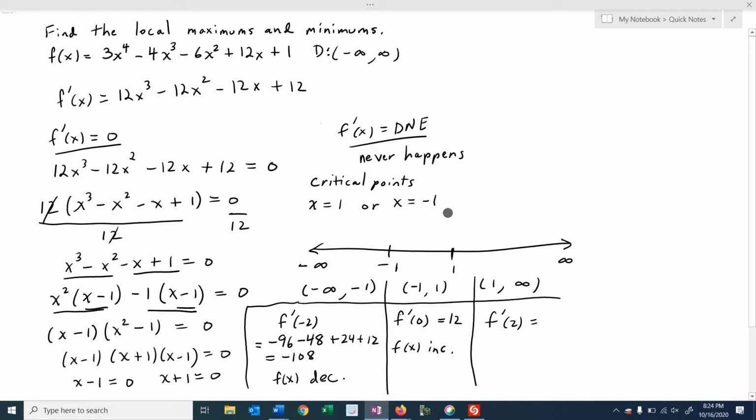Plug that into the derivative, and you're going to get, 2 cubed is 8. 8 times 12 is 96. And then here you get 2 squared is 4. 4 times negative 12 is negative 48. And then 2 times negative 12 is negative 24, plus 12. And so it looks like you get 108 minus 72, and that's equal to 36. Okay, so it's positive, and that means the function's increasing.